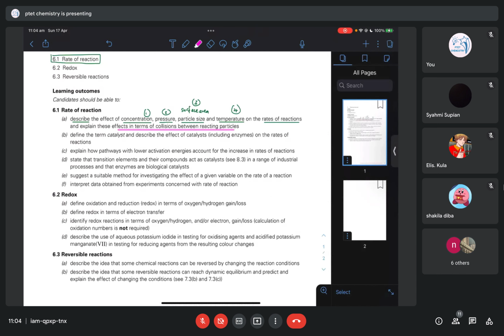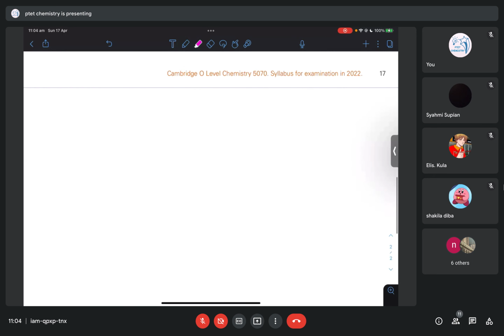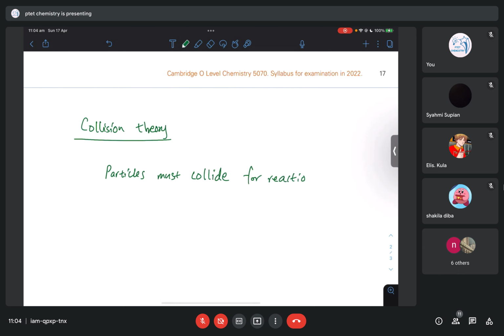So I'm just going to quickly talk about something called the collision theory. You know that for two things to react, they have to collide. For reaction to happen, they have to collide. Particles must collide. That is the number one thing. If they don't come into contact with each other, they don't collide, there is no reaction. So for reaction, particles must collide. But there are certain conditions. They must collide in the correct orientation.